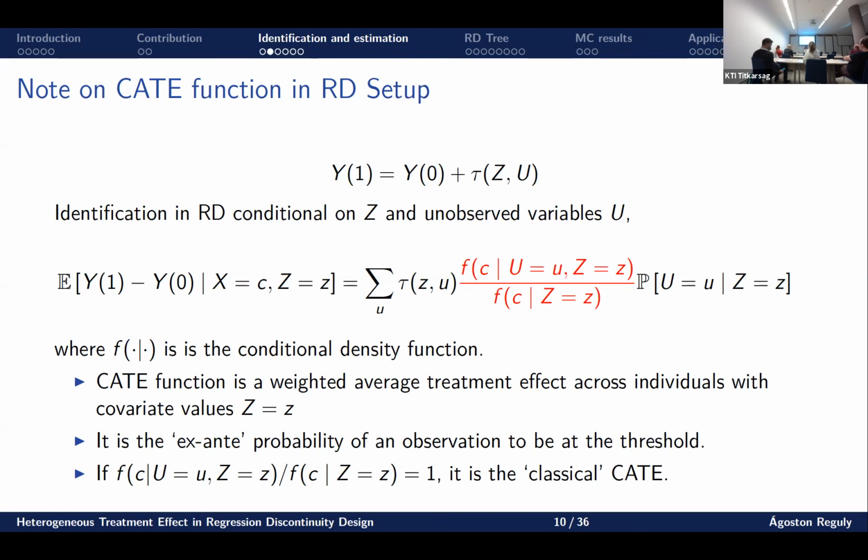Now, of course, the main problem is that u is unobserved, so this value is unobserved. However, when you are interpreting this k function, you have to take into consideration that this is a weighted average of the unobservable variables. And if this is equal to one, then this is the classical game function.